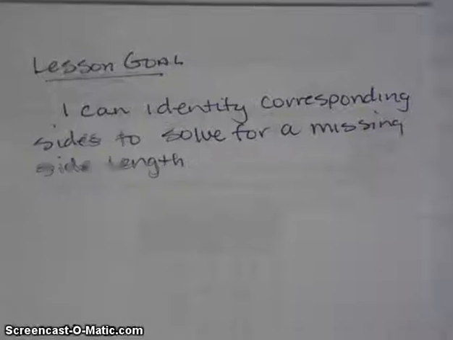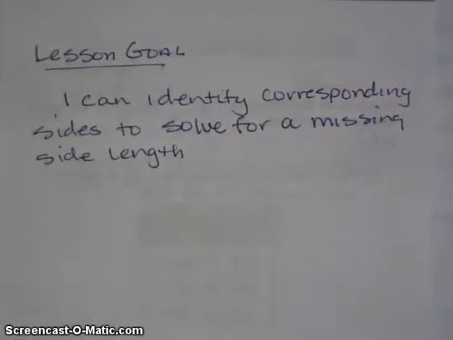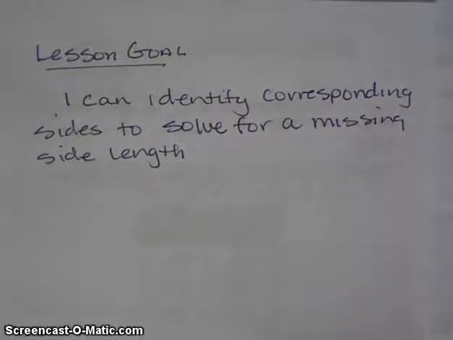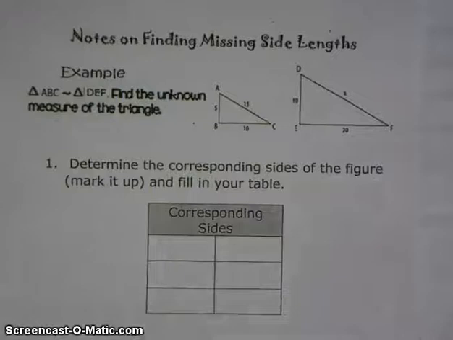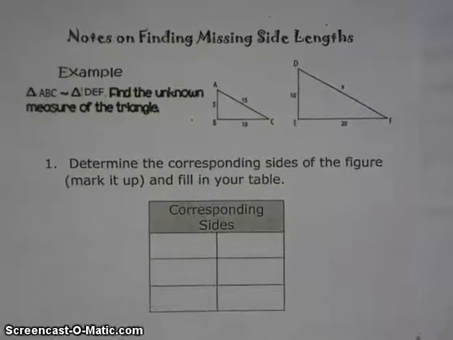Okay, so today your lesson goal is that I can identify corresponding sides to solve for a missing side length. On Monday and Tuesday you were identifying corresponding sides, and it's going to take you here so that you can solve for a missing side. We're going to set up proportions based on your corresponding sides.